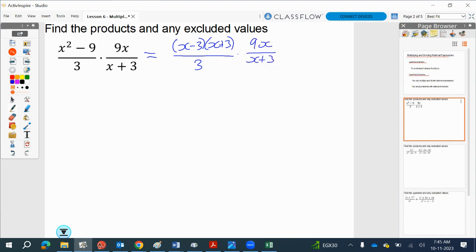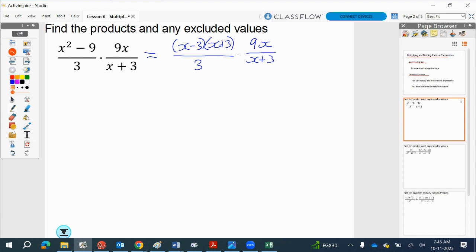At this point, we can see what our excluded values are. So there's only one excluded value here on this one. What is it? X minus 3. We can see, because the denominator here has this factor, that this is an excluded value. There's no excluded value here for this.